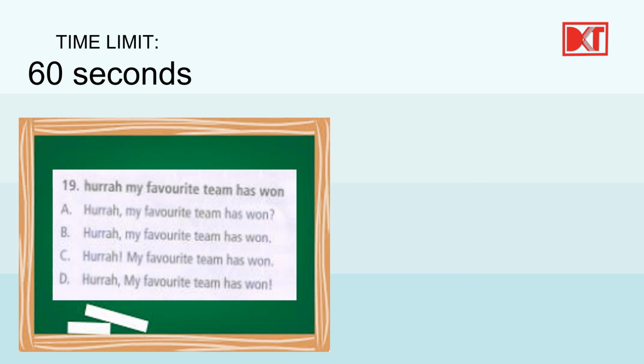Okay, so here, hurrah, my favorite team has won. Let's see, hurrah, it will be capital, then it's an exclamation, so we'll put an exclamation mark here. And then after this, we will start M with a capital letter. My favorite team has won. Then we'll put a full stop in the end. Alright, pretty easy. Correct answer is C. Hurrah, my favorite team has won.